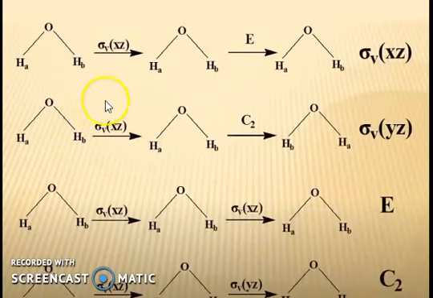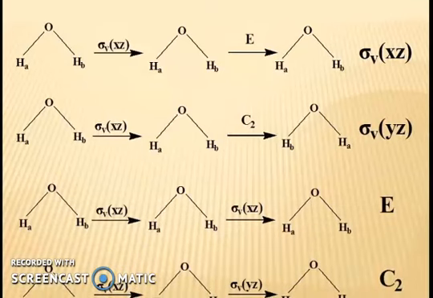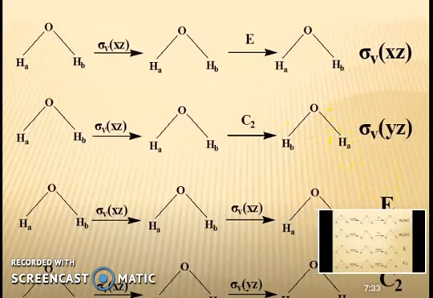Then the third row: sigma V xz into E gives sigma V xz. Sigma V xz into C2 is sigma V yz, that is rotation into reflection gives reflection. Then sigma V into sigma V, doing the same operation two times, gives E. Then sigma V xz into sigma V yz is C2, that is reflection into reflection gives rotation, while reflection into rotation and rotation into reflection result in a reflection operation. So the third row will be like this, sigma V prime, E and C2.